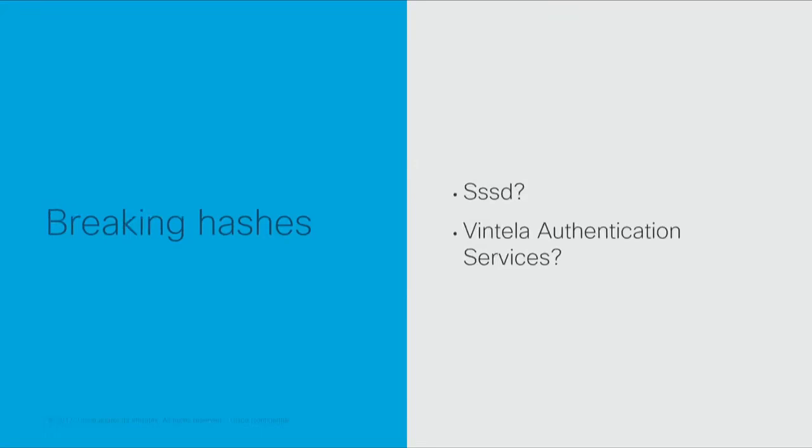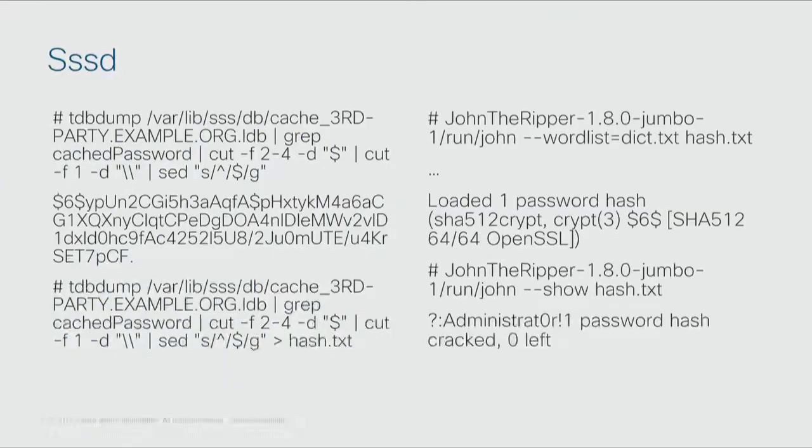But hashes. So I've looked at the hashes that are stored in both Vintella and SSD. SSD uses a stock SHA-512 hash from crypt. So you can literally take your cache database, apply a little bit of pre-processing to get out the SHA-512 hash, and pass it into John the Ripper. And presuming that John the Ripper has an appropriate dictionary, and that you've configured the appropriate settings to apply password policy, etc., you should be able to just crack those hashes. It should be that simple.